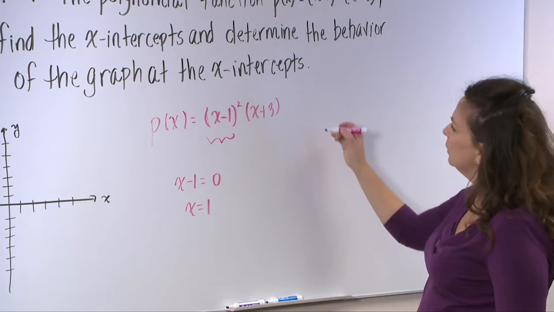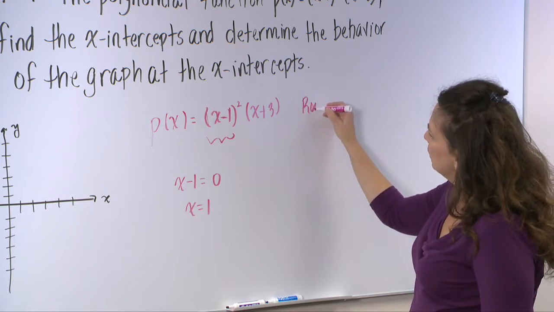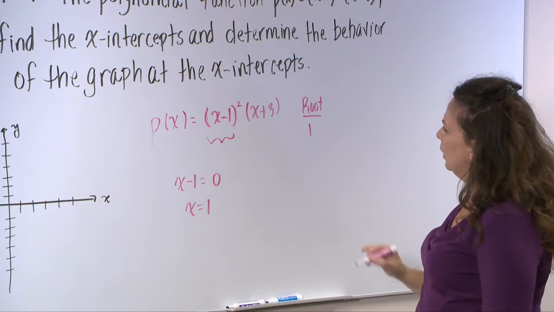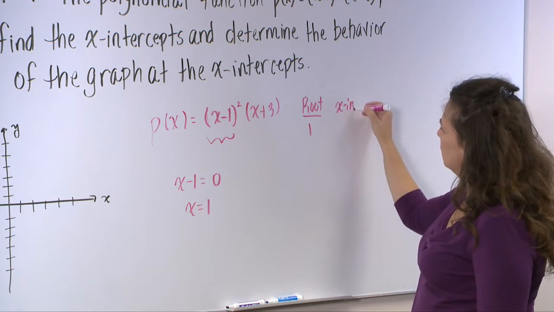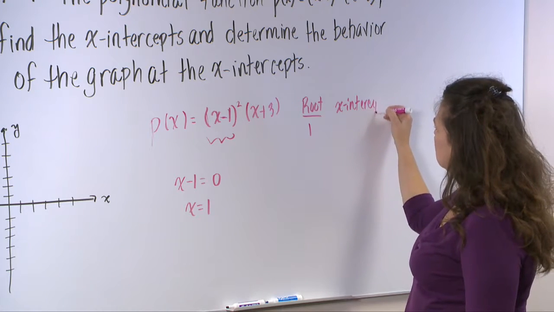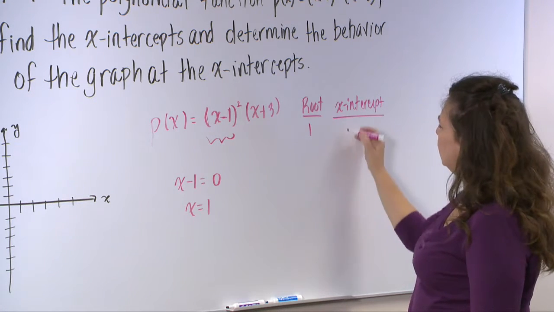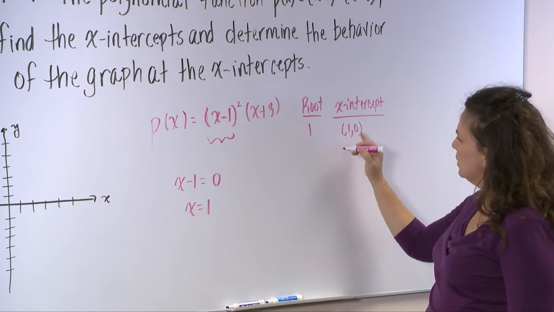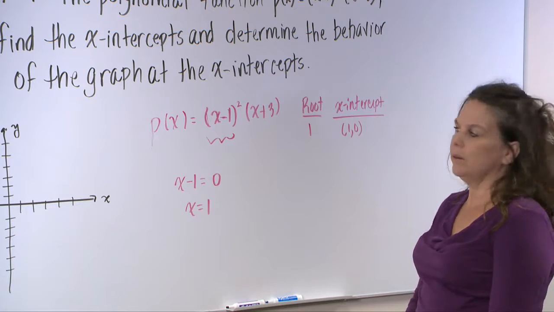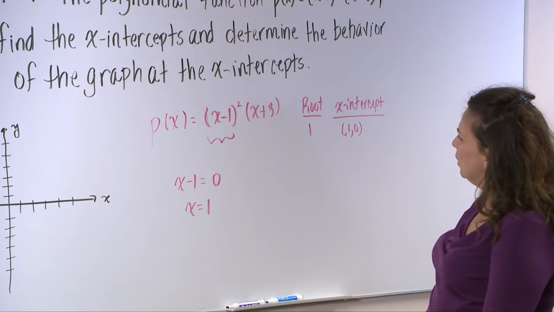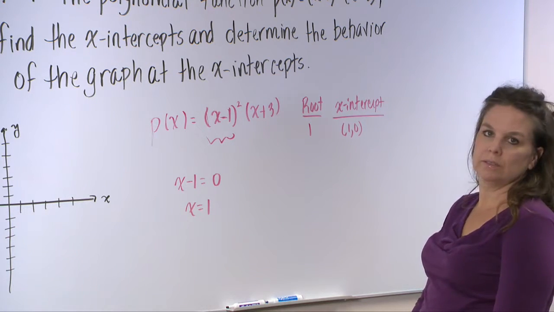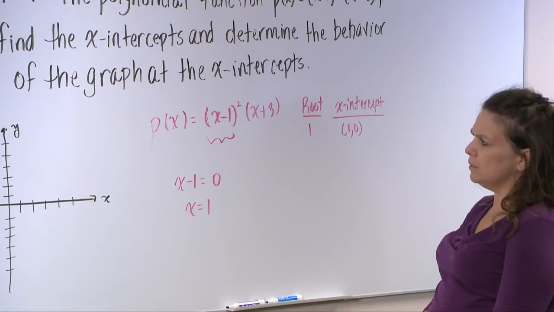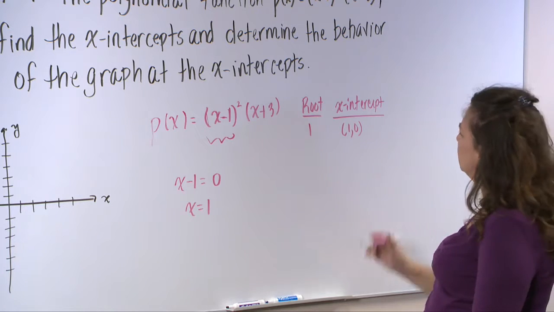I'm going to make a table here. So I have the root, which in this case is 1, and it corresponds to the x-intercept of 1, 0. So this is a point on the graph where the graph will either touch and not cross, or cross the x-axis, depending on the multiplicity of that root.